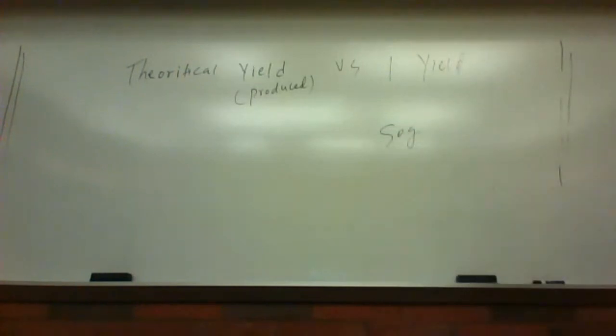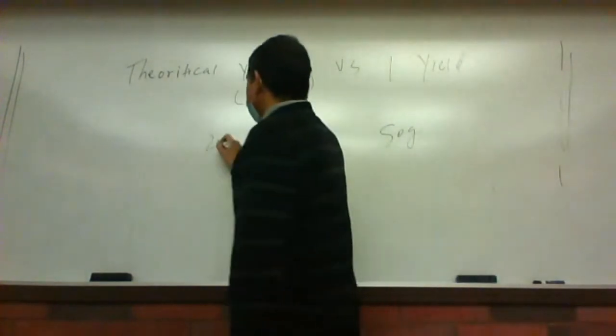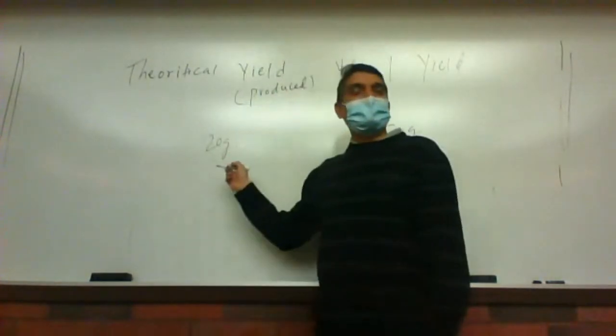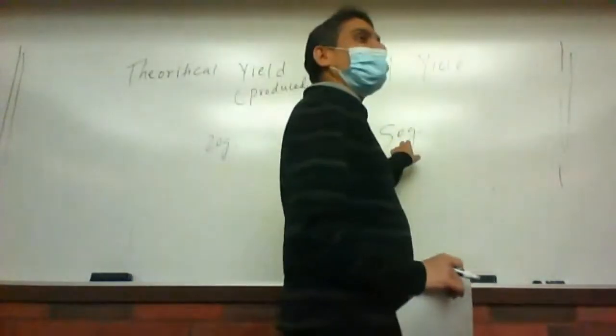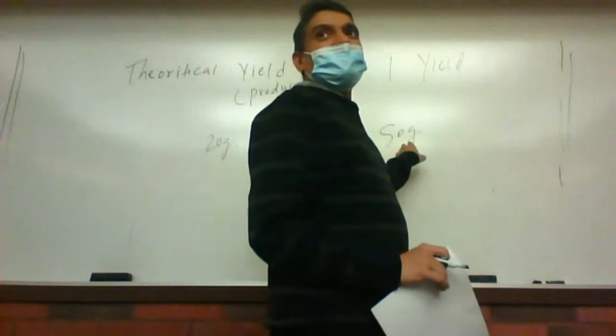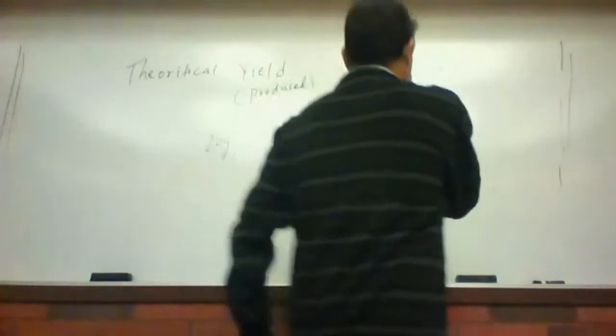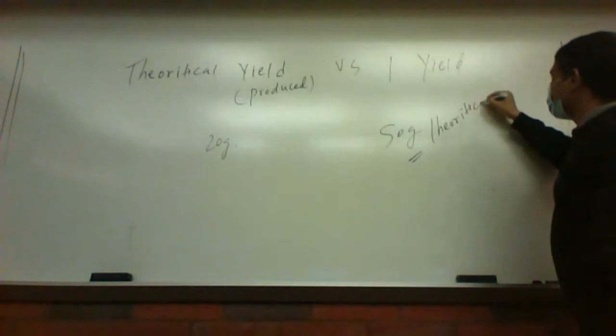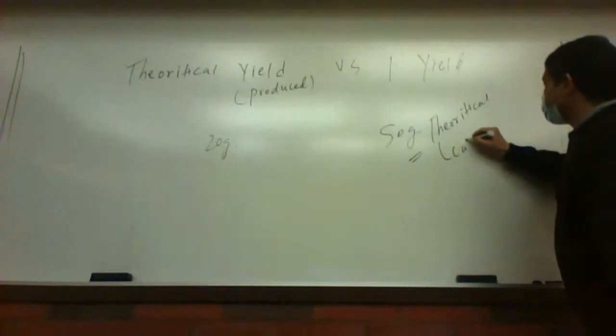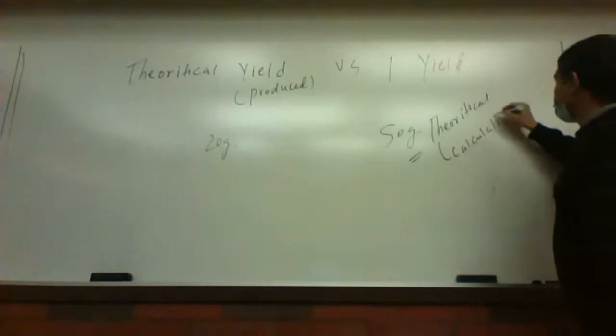The reaction says 50 gram of water, right? But when you really do the reaction in the laboratory and do the experiment, you only get about 20 gram of water by mixing something. But your reaction says I must produce 50 gram of water. So this is called theoretical. It comes from the calculation.